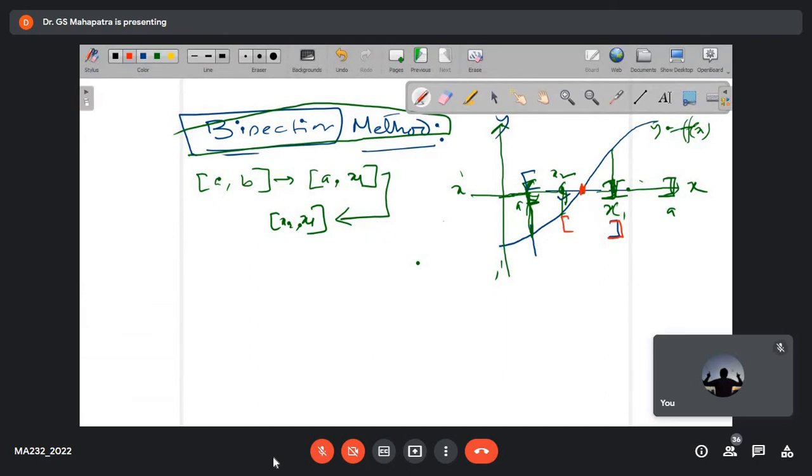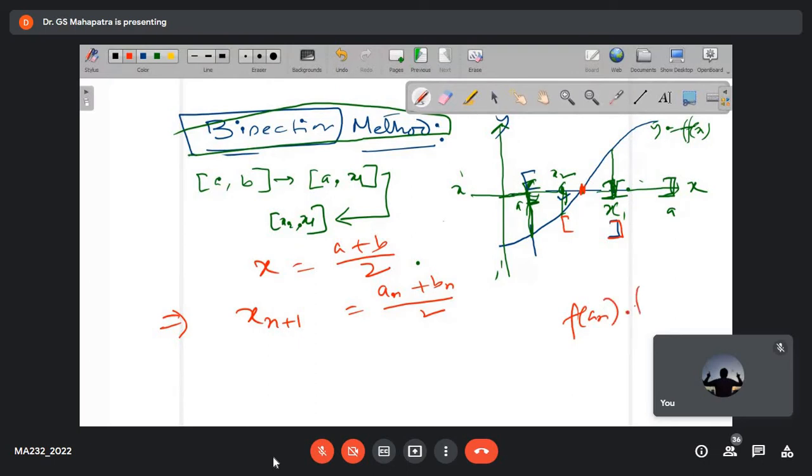Fine. So what will be the working formula for that? We are considering x like that, a plus b by 2. A is one point, b is another point, where f of a into f of b gives opposite signs; one is positive and another is negative. So the general form we can write is x(n+1) equals (an plus bn) by 2. Of course, f of an into f of bn should be less than 0, then only you can.